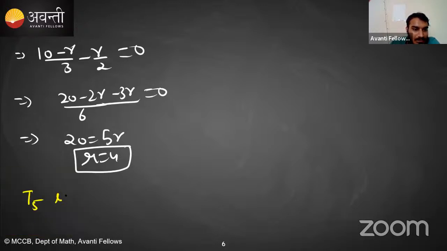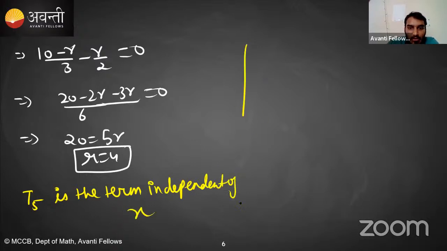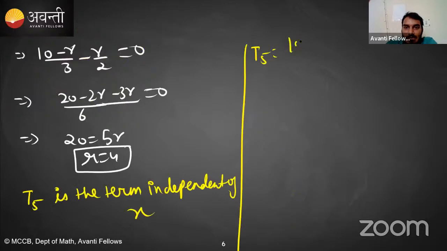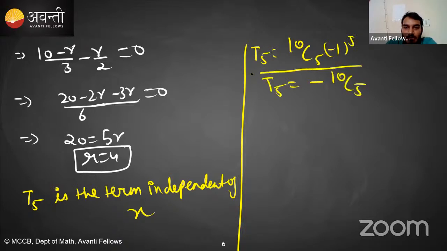T5 is the term independent of x. Right. So what answer did we get then? T5 is nothing but put r equal to 4 here. So we will get 10C4 minus 1 raised to the power 4. So this is the term, the fifth term, independent of x.